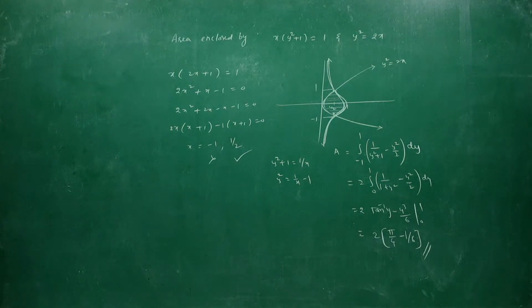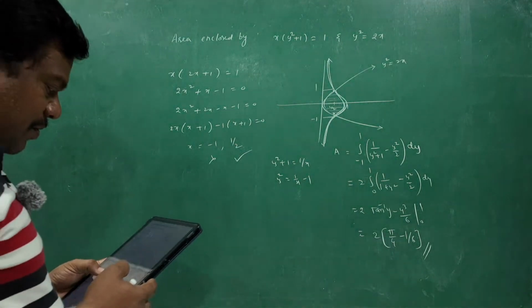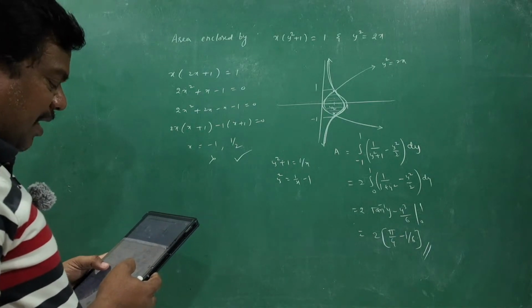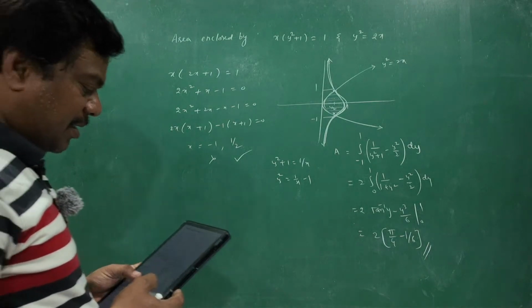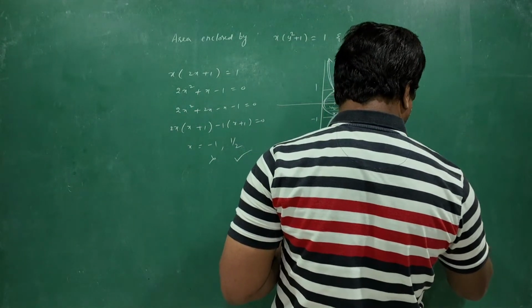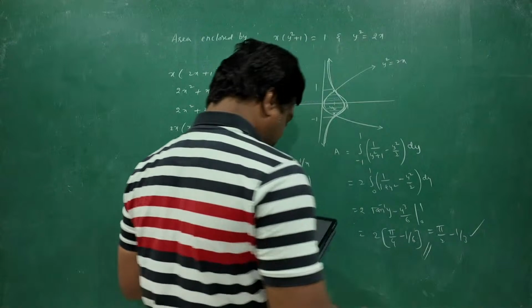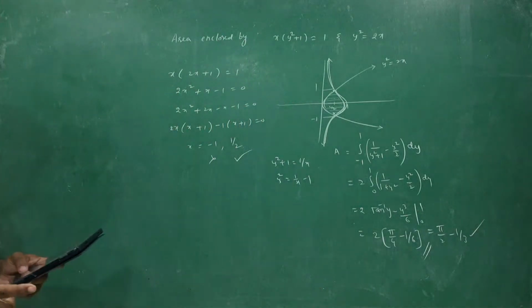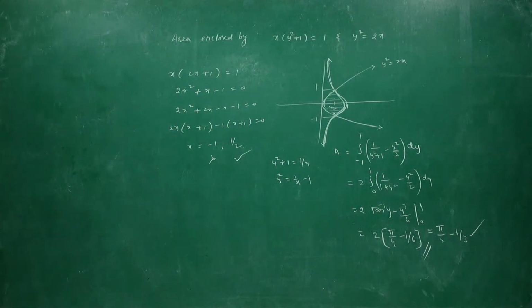So pi by 2 minus pi by 2 of 1 minus 1 by pi by 2 minus 1 by 3. Yes, the option is there. On simplification it is pi by 2 minus 1 by 3. Okay, next a question from matrices.